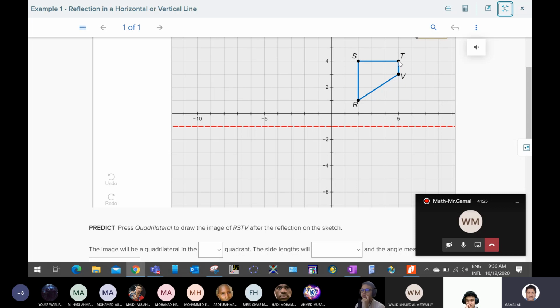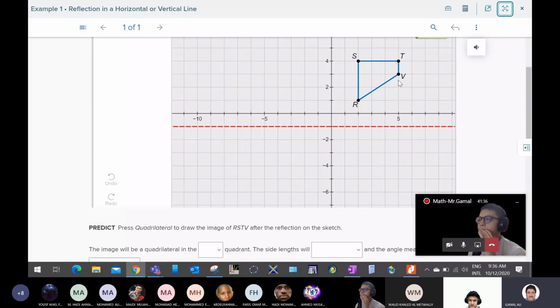Sorry, the first one we put is T dash, guys. What is the image of V? Negative 3, 4, I think. No, how many units at first, Karim? 4. What do you mean? 1, 2, 3, 4. Count another 4 units: 1, 2, 3, 4. So this is the V dash. Where is the T dash? Here, sir.